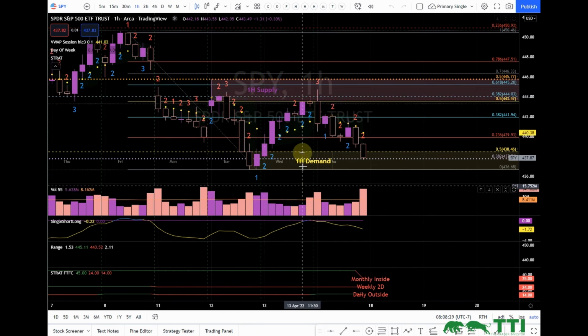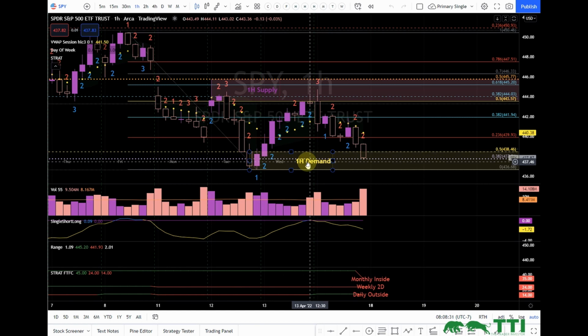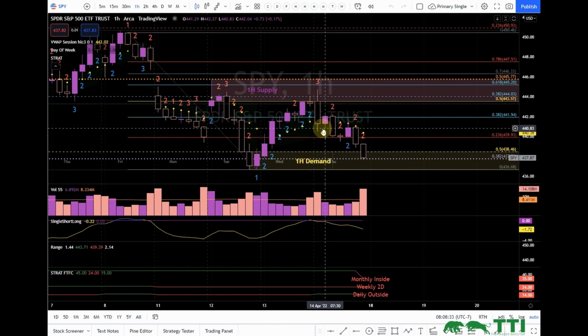Now that we know these zones, the next thing is, how do we incorporate them with the Strat? This is the discussion for today. We're going to deep dive into what the Strat is and what supply and demand zones are. So let's start with the Strat. The Strat is this idea that candles form one of three scenarios.